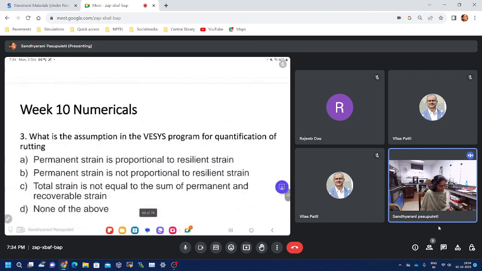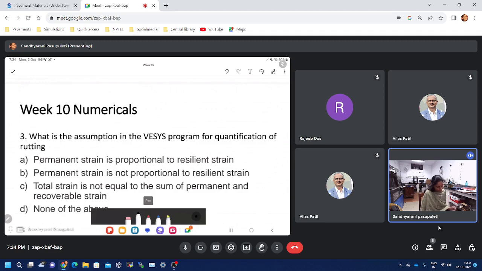What is the assumption in WESI's program for quantification of rutting? If you could remember in the lectures, rutting, whatever we have discussed on the top surface, is not just the deformation of the top surface. This is a combination of deformation of the bottom surfaces also. But currently we can't calculate what is the contribution of the granular layer and what is the contribution of the asphalt mixture layer. So if I want to understand this total rutting at the surface of the asphalt, it is a combination of H1, H2, H3, whatever the deformation in the bottom layers.